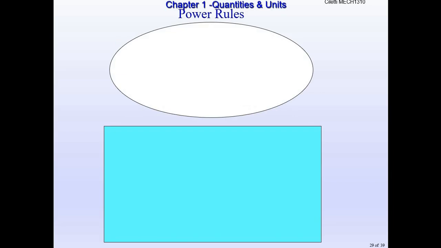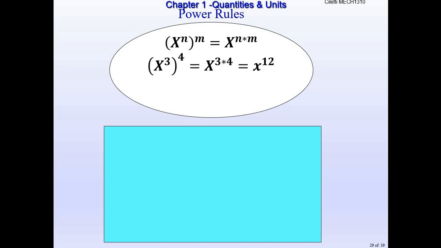Okay, those are some of the power rules. We're going to finish out the other ones. All right, if we have a base raised to a power all raised to a power, so we have x to the n to the power of m, we multiply those powers, so it becomes x to the n times m. Alright, so let's look at this. We have x cubed all raised to the 4th power, so it becomes x to the 3 times 4, which is x to the 12th.